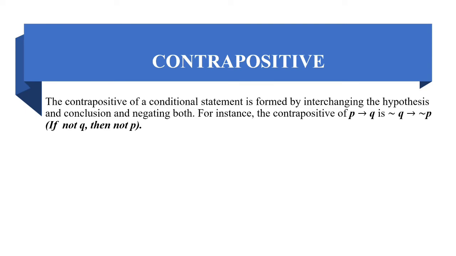Next is the contrapositive. A contrapositive of a conditional statement is formed by interchanging the hypothesis and conclusion and negating both. Just remember, contrapositive: interchanging the hypothesis and conclusion, and negating both. For example, the contrapositive of P implies Q is not Q implies not P, or, if not Q, then not P. Parang binaliktad lang po yung inverse.